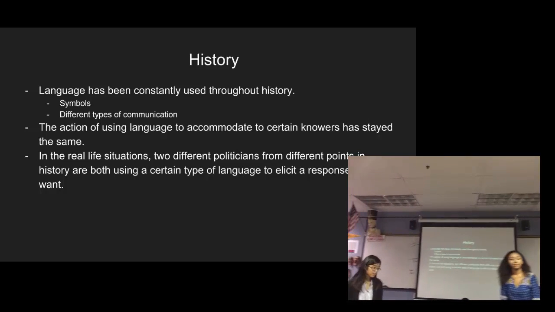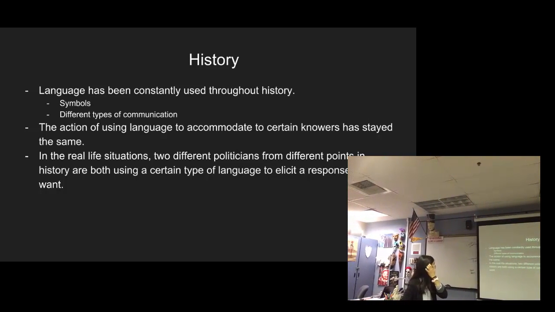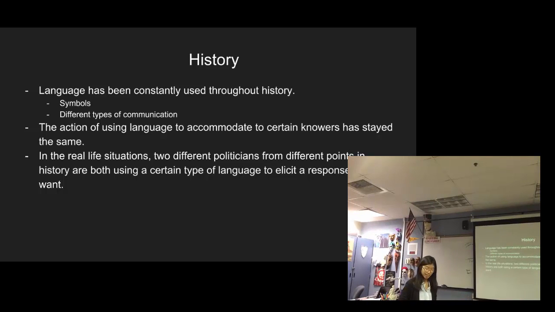Okay, so moving from language, I'm going to be talking about our areas of knowledge. One of them is history, and history is the study of past events. So not the past itself, but the way that we interact with it. And language has been constantly used throughout history, and despite time moving on, the way that we interact with people has stayed the same.